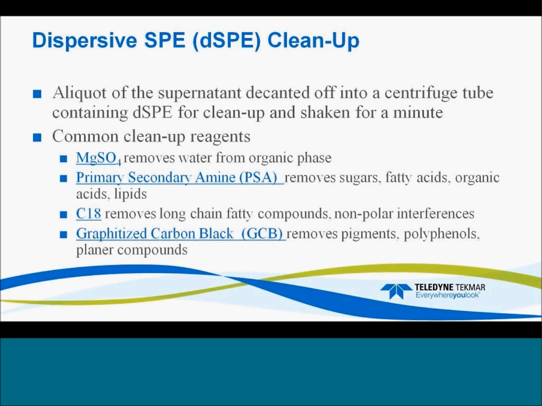Then also C18. C18 can be added or removed in these cleanups. C18 will remove long-chain fatty compounds and nonpolar interferences. Typically, a C18 will be used when you're looking at a grain sample or something with high fats, maybe like an avocado. GCB, also known as graphitized carbon black, will remove pigments, polyphenols, and planar compounds. So when you use GCB, you have to be very careful because it will attach itself to your planar compounds. And I'll show you, there's a tip down the road later on in this presentation of how to get those compounds released back up into the supernatant instead of being held onto the GCB.